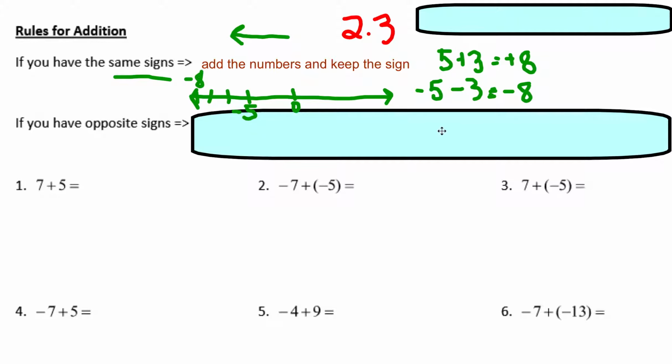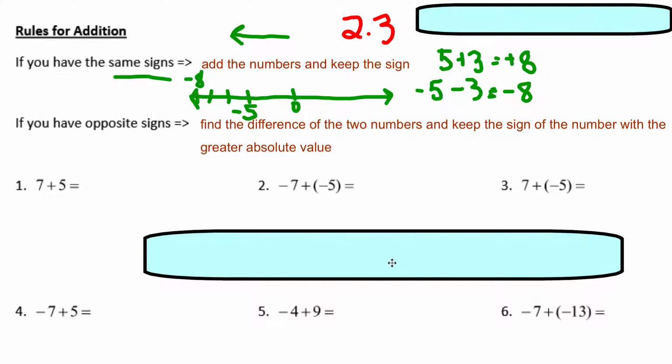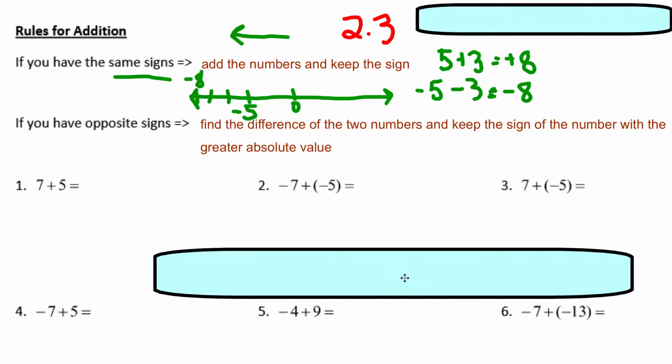Okay, well what about when they have the opposite sign? Then what you're going to do is find the difference, meaning subtraction, of the two numbers, and keep the sign of the number with the greater absolute value. Absolute value means the distance from 0. I don't really like memorizing these rules. I think it might be better for you just to get some practice in and then see how it goes from there. So here's some practice.